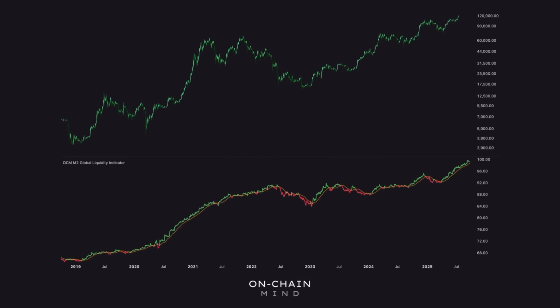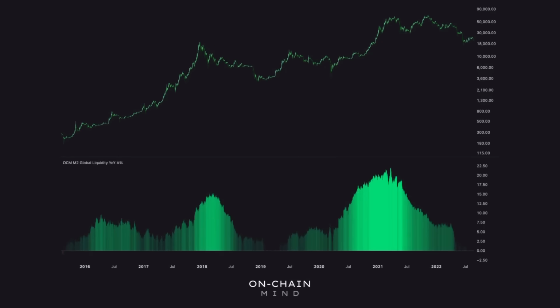The standard M2 liquidity indicator is useful, but its overall direction is just up and to the right. And that's fine for Bitcoin's long-term trend, but it hides the more subtle shifts in liquidity trends. That's why I prefer looking at the global liquidity year-on-year delta, essentially the percentage change in M2 money supply over the past year. This gives you a broader macro view of whether liquidity is expanding or contracting. It makes spotting major shifts in global liquidity easier, shifts that often lead to significant moves in Bitcoin.